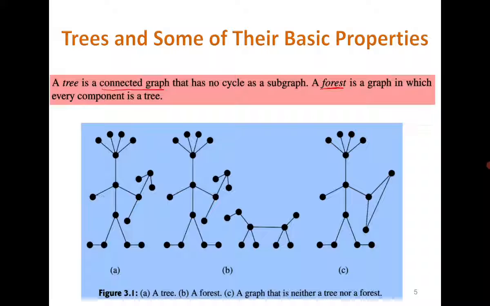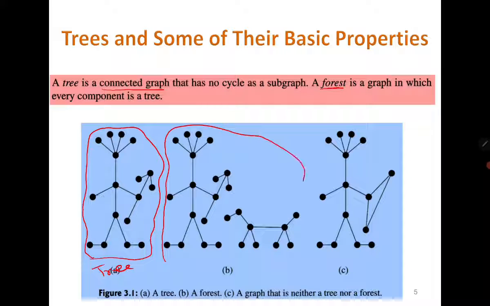Consider this example. The first graph, this one, has no cycles, therefore it is a tree. The second one has no cycles, but it has two components, so it is a forest. The last one has a cycle, and therefore it is neither a tree nor a forest.